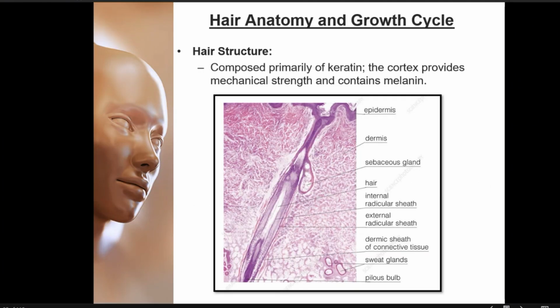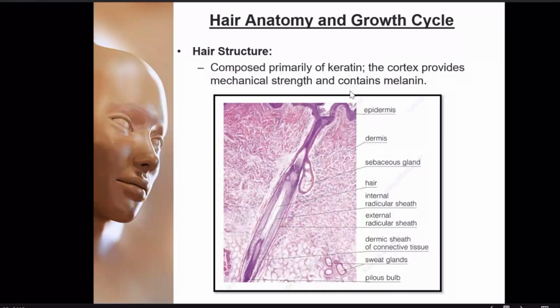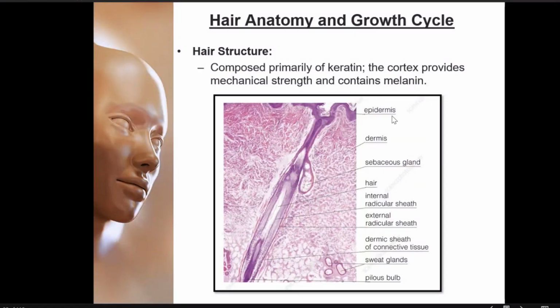Hair anatomy and growth cycle. Hair is composed primarily of keratin. The cortex provides the mechanical strength and contains the melanin. These are the different parts of the hair. You can see the external shaft of the hair, the internal shaft of the hair, and the bulb of the hair. So these are the different structures of the hair.